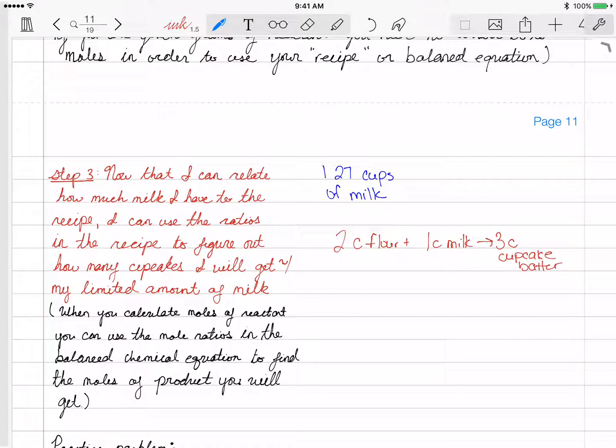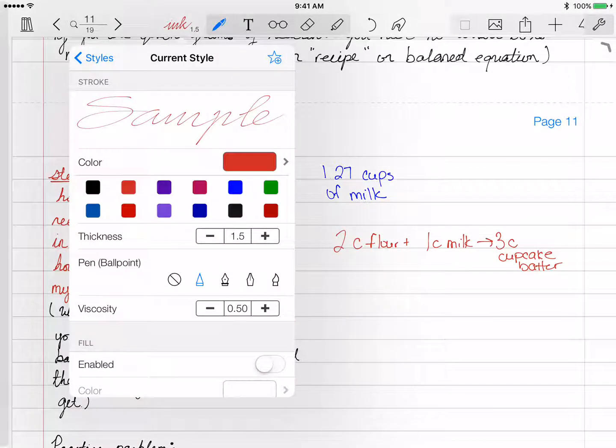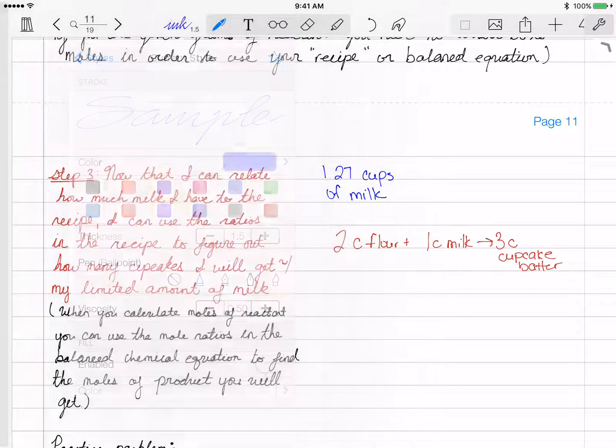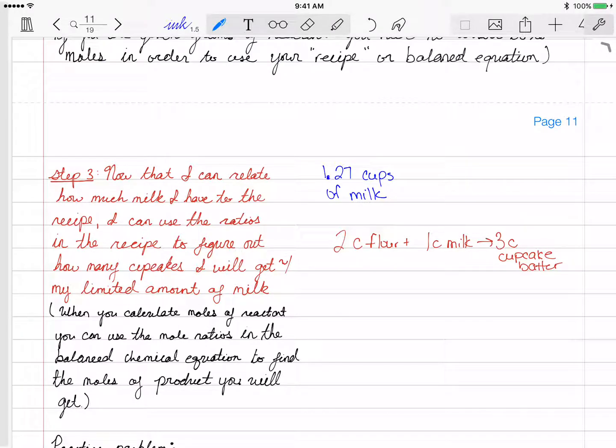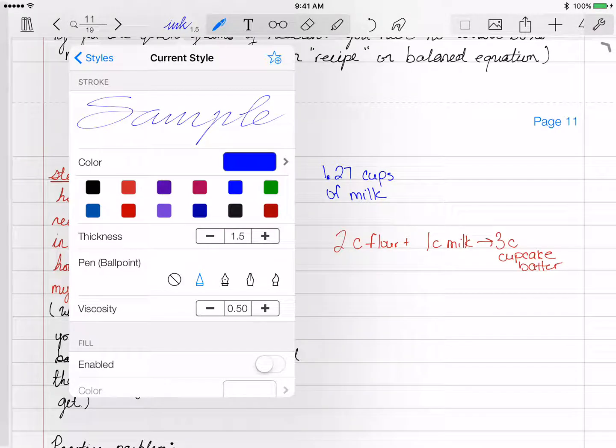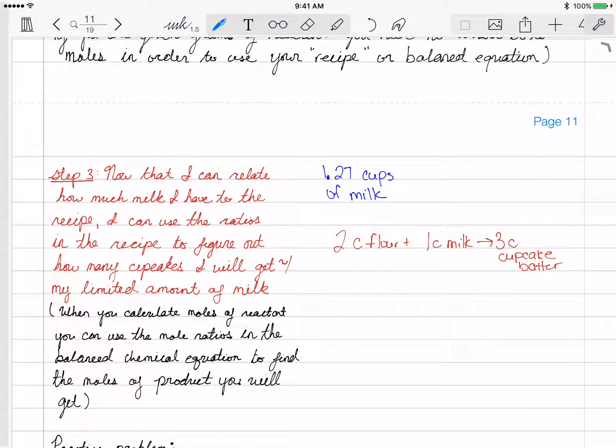And so I have 1.27 cups available. So how much batter can I make with 1.27 cups of milk? And so here we're just going to say 1.27 cups of milk. And so I want to end up with cups of cupcake batter, right?